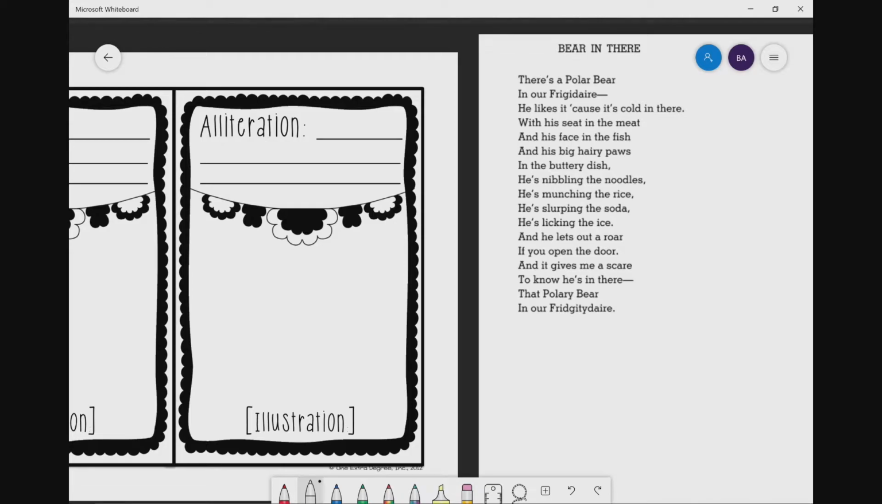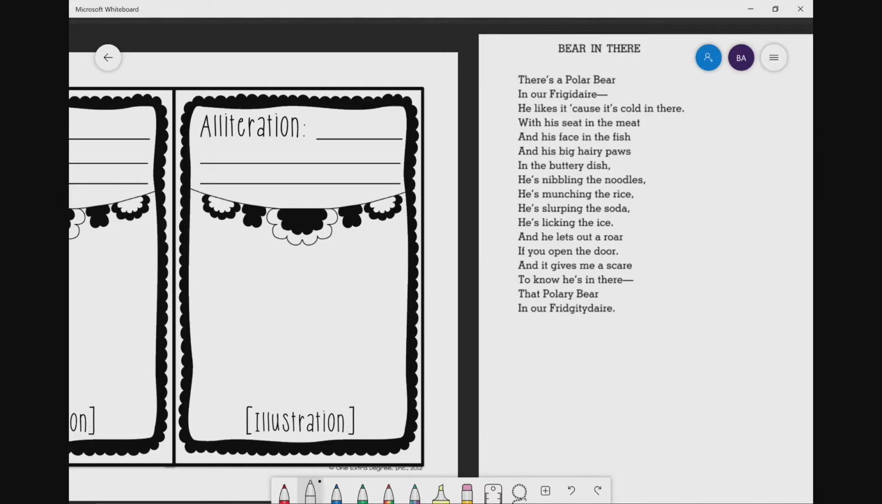So the poem that we're going to read today is called Bear in There, and it's by Shel Silverstein. There's a polar bear in our Frigidaire. He likes it 'cause it's cold in there. With his seat in the meat and his face in the fish and his big hairy paws in the buttery dish. He's nibbling the noodles, he's munching the rice, he's slurping the soda, he's licking the ice. And he lets out a roar if you open the door. And it gives me a scare to know he's in there, that polary bear in our Frigidaire.